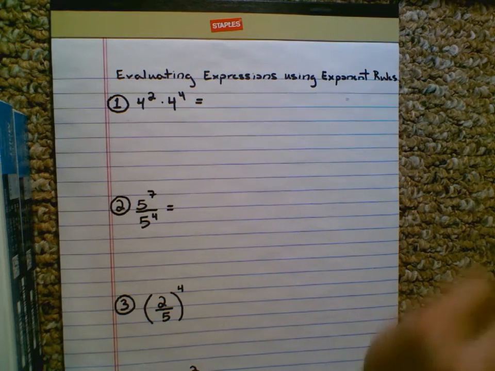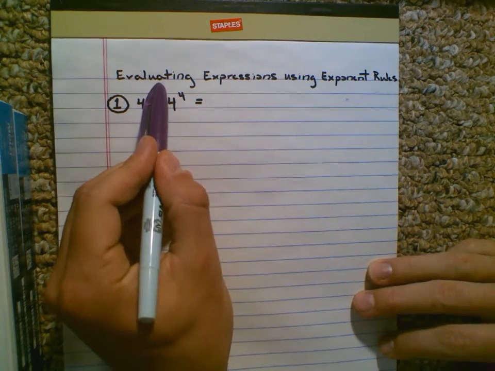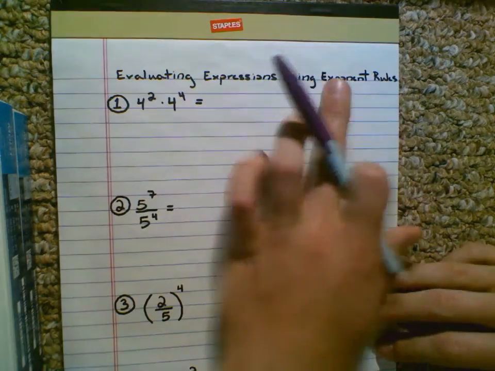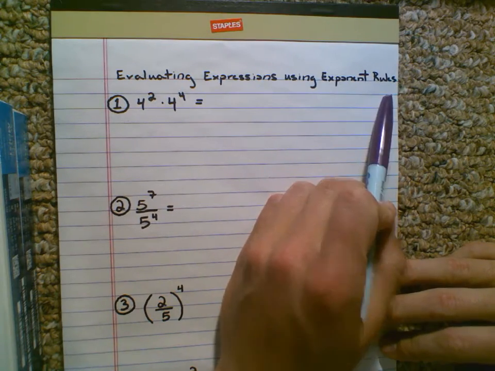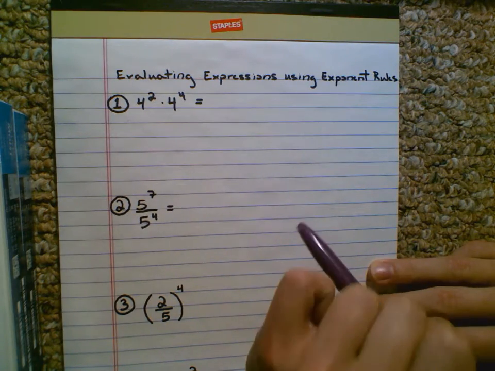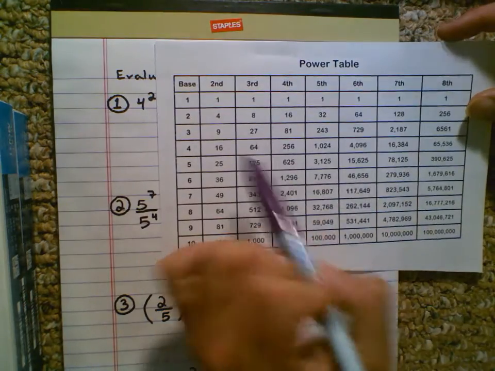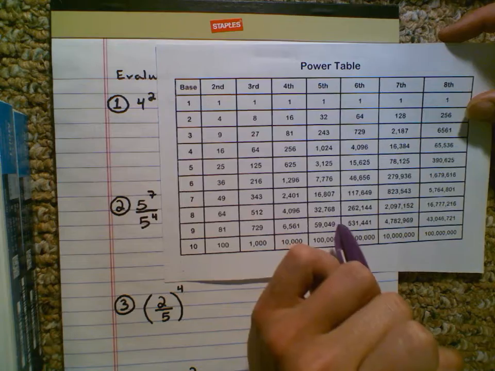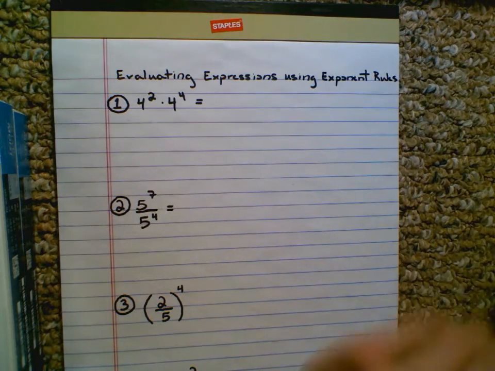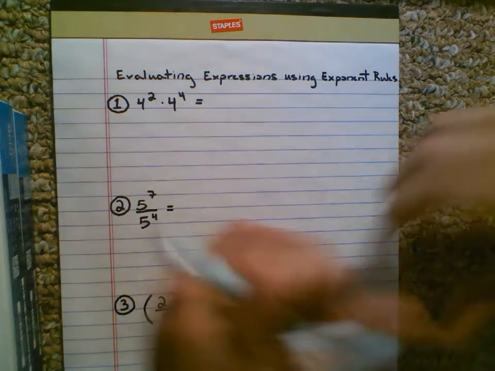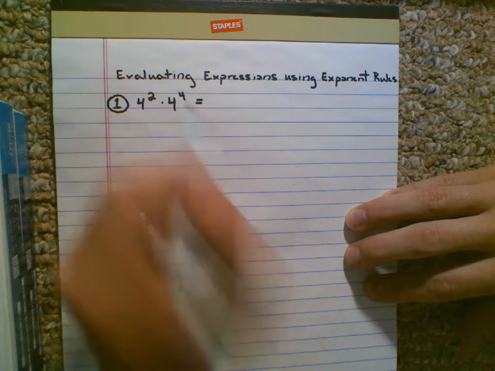In this video, we are going to be talking about evaluating expressions using exponent rules. Now, we're going to look at 4 examples, and you're going to want a power table when we are working through these problems. So, looking at number 1, we are taking 4 squared times 4 to the 4th.